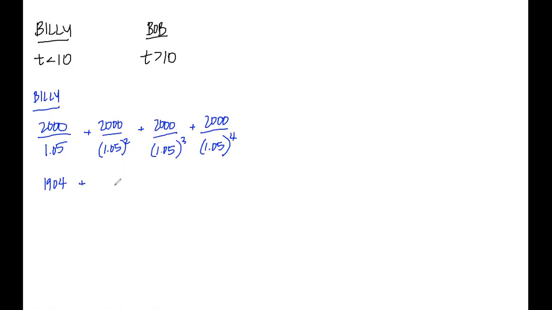So we have 1,904, and then 1,814, 1,728, 1,645. If you want to give yourself some kind of guess, these are all about 2,000. They each get just kind of smaller, but we know to cover $10,000, that's going to be about 5 years or more. It would have to be at least 5 years, 5 periods, since we're discounting it. So I think that's a good way to give yourselves an estimate.